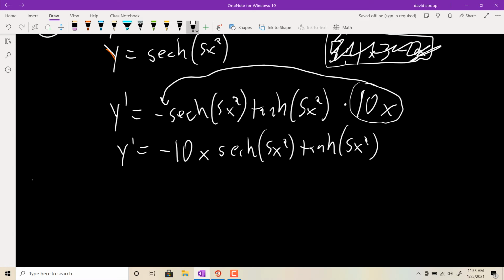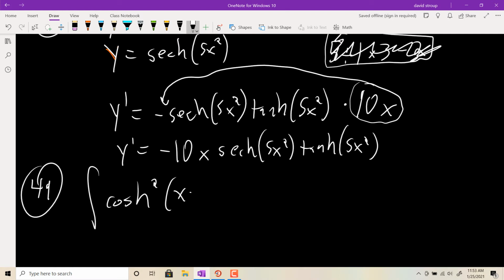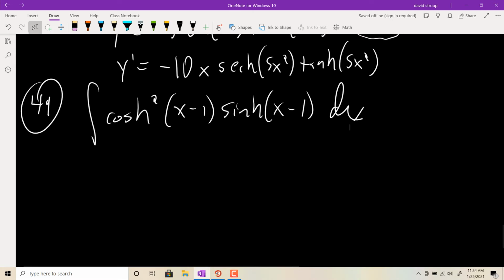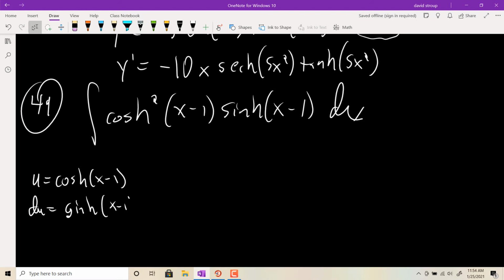Anyways, let's look at 49, an integral. So you have to know how to do integrals as well. Cosh squared of x minus 1 times sinh of x minus 1 dx. This guy is going to require our u sub. So if you don't see it, do a u sub for cosh of x minus 1, and then your differential is sinh of x minus 1 dx, and then dx is du all over sinh of x minus 1.